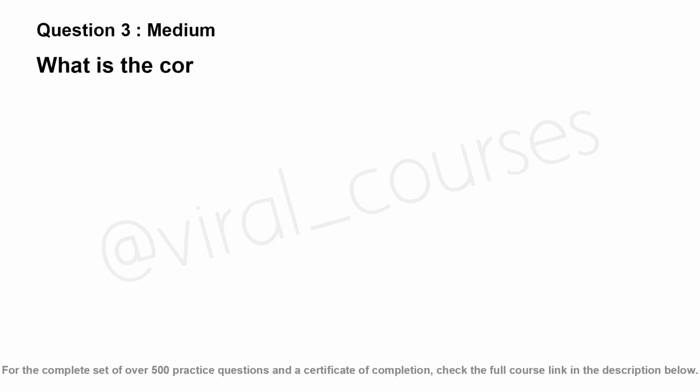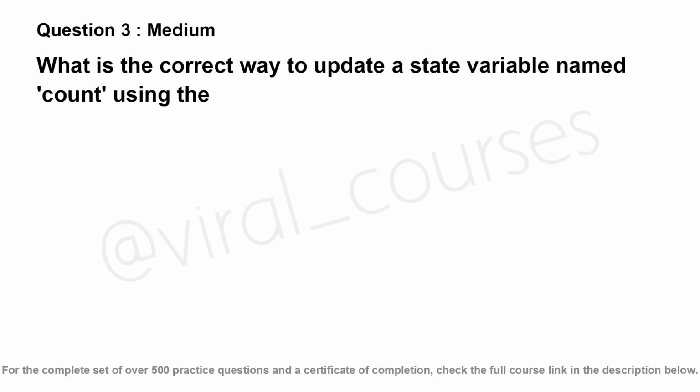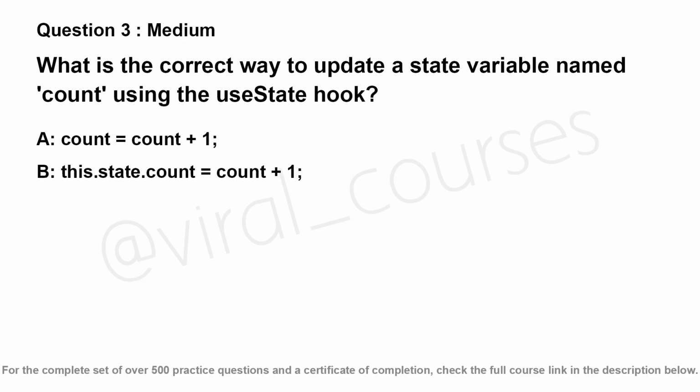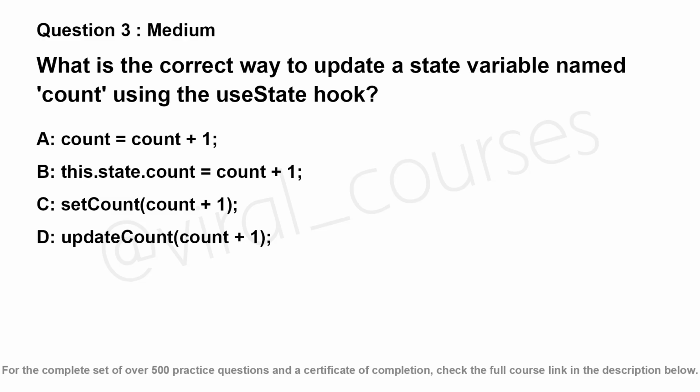What is the correct way to update a state variable named count using the useState hook? Option A. count = count + 1. Option B. this.state.count = count + 1. Option C. setCount(count + 1). Option D. update(count + 1).